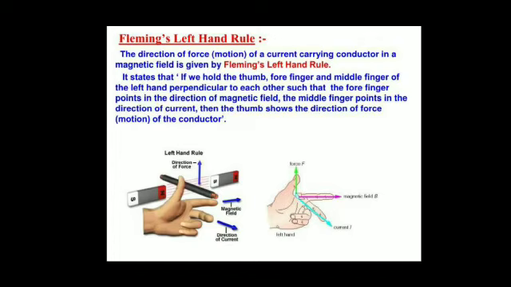It states that if we hold the thumb, forefinger and middle finger of the left hand perpendicular to each other such that the forefinger points in the direction of magnetic field, the middle finger points in the direction of current, and the thumb shows the direction of force or motion of the conductor.